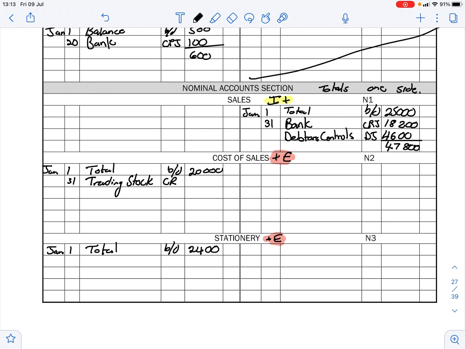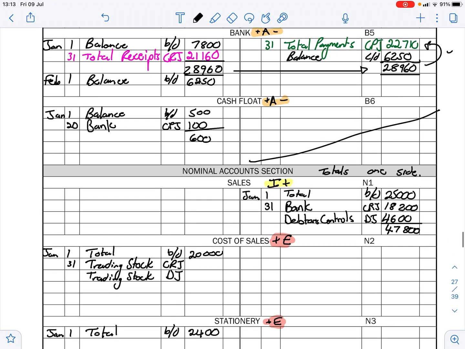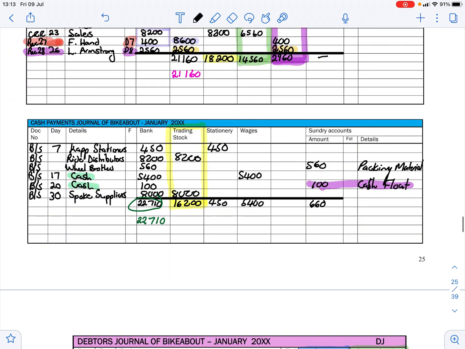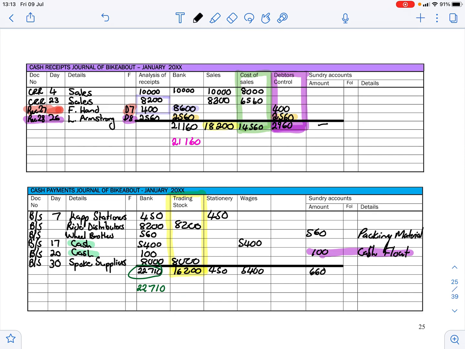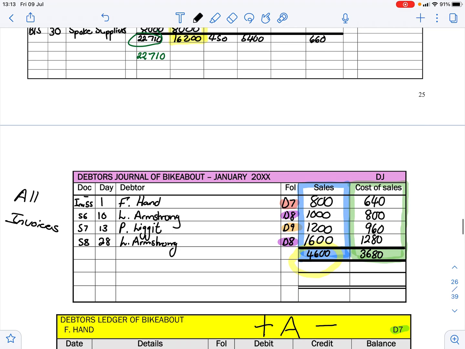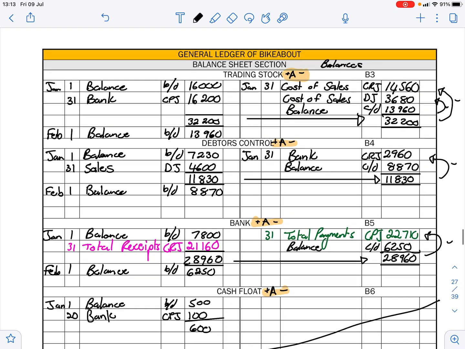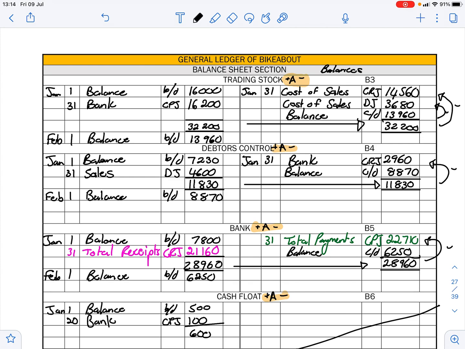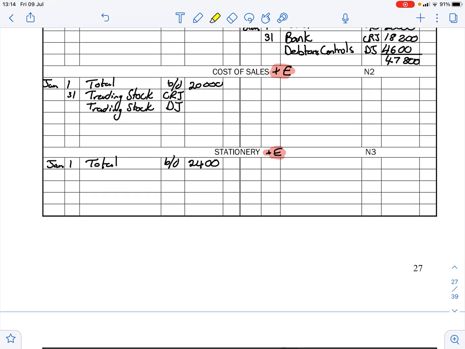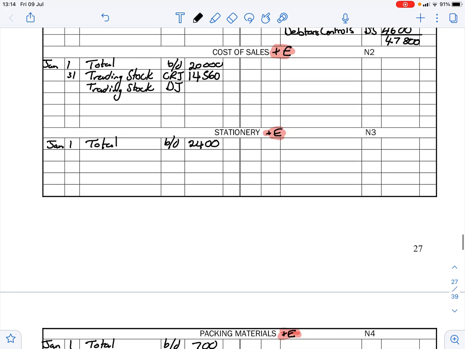Now remember, we sell stock for cash in the CRJ and we sell stock for credit in our DJ. So now we can either go up to our journals and have a look at the total of the cost of sales columns, which should be 14,560 Rand as well as 3,680 Rand. Alternatively, we should be going to our trading stock account to get the amounts, and we should use these totals respectively. So we've got our 14,560 Rand for cash, and we have 3,680 for credit.